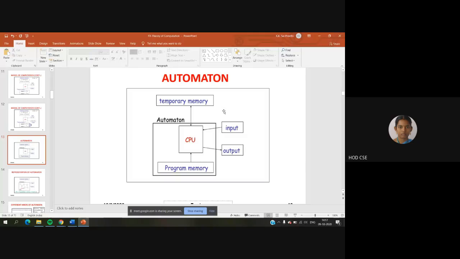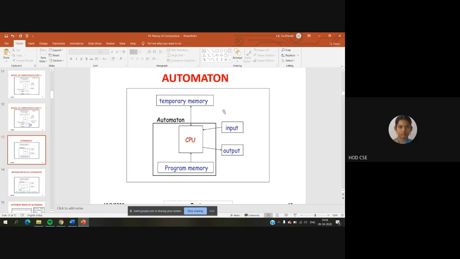Why do we need a temporary memory? Because your CPU cannot perform the whole computation in a single step. It has to do the computation step by step. How the computation is performed with respect to the input in a step-by-step manner is illustrated in the temporary memory. So these are all the components required in order to perform the computation.